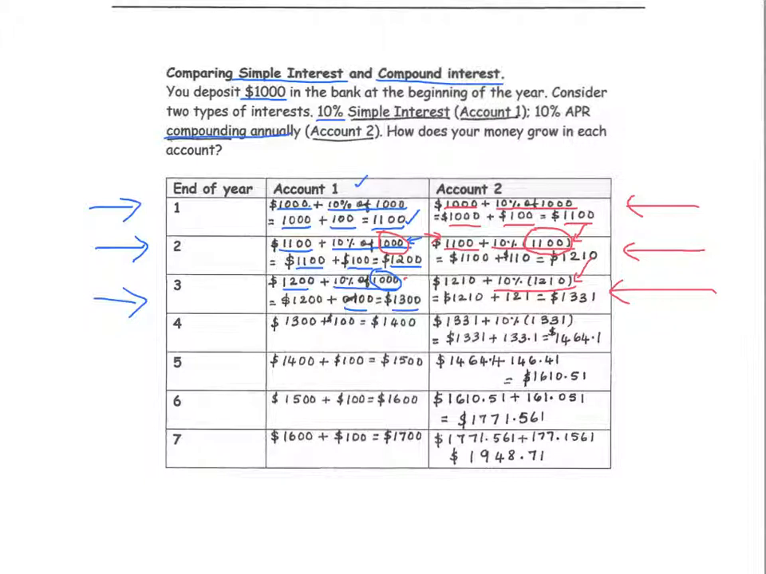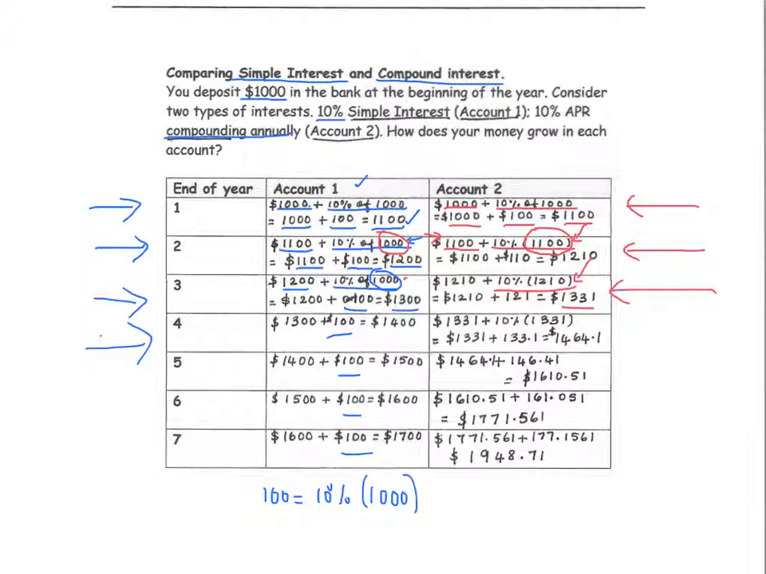So we have a total of $1,331. If you keep going down this list, you'll notice that every single time in a simple interest account, we are adding the fixed amount of $100, which is 10% of what we started with, the deposit that we made first. And that does not change. $100 is a fixed amount that keeps adding on. It's simple for that very reason, because you keep adding the same amount every single year.